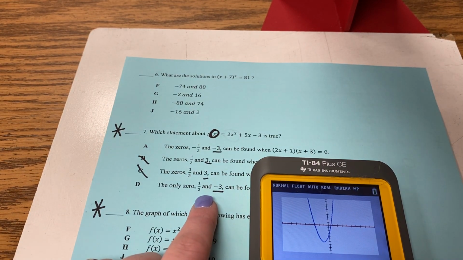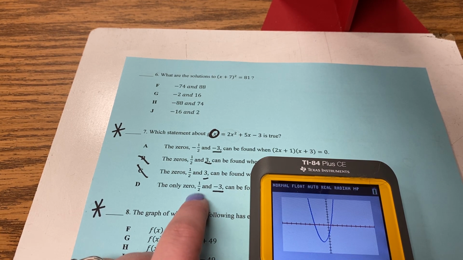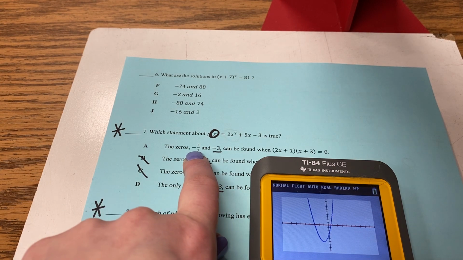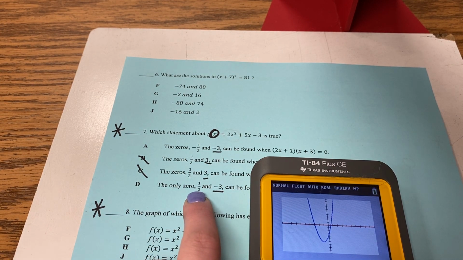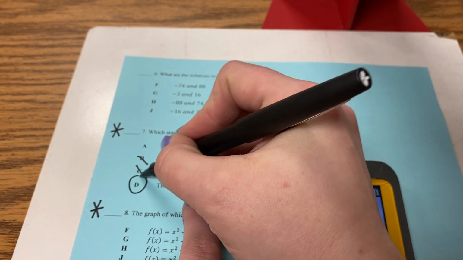And then really, you could use some context clues. The other x-intercept looks like it's at a positive fraction of some sort. Look at your choices. This one says +1/2. This one says -1/2. So since it has to be a positive, the answer is D.